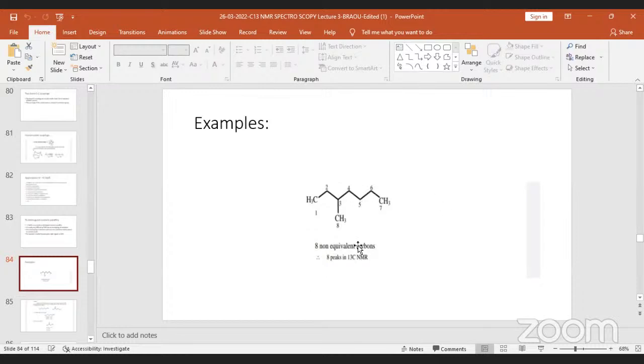Similarly, you can compare another isomer of this. Next is octane, just the normal chain. In octane, how many signals do you expect? You can do this as an exercise and tell me how many signals you expect. From that, you can compare whether it is octane or 3-methyl heptane. Okay, how many signals do you expect?